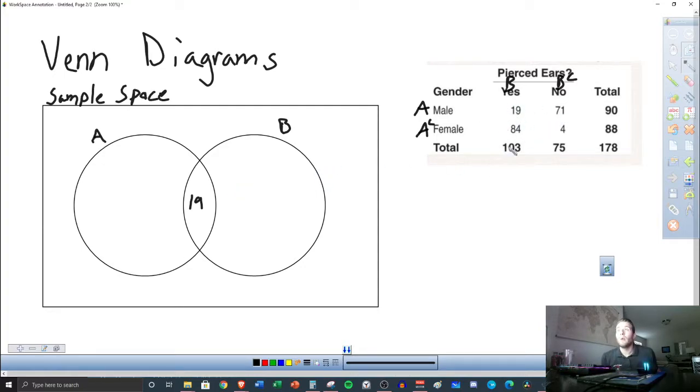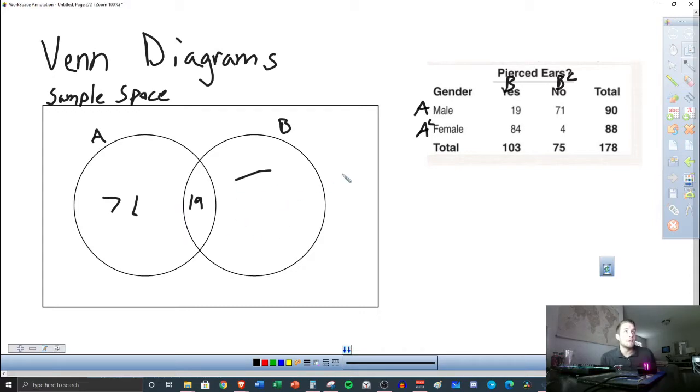Next, we want to know what goes over here in this blank space. Here's what a lot of students mess up: they put a 90 in here. But that's not true. 90 is everything. The entire circle for A is a 90. If I put the 90 here, what's 90 plus this 19, which is still part of that circle? That's 109, but that's not how many males we have. These are the males that do not have pierced ears, so there's actually 71 of them. Now 19 and 71 add to get 90.